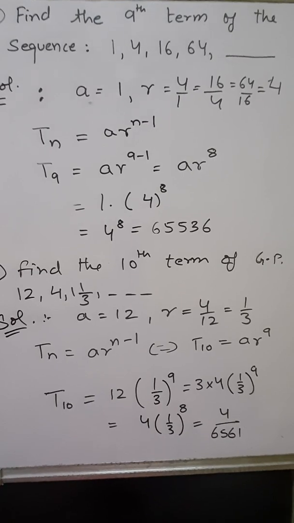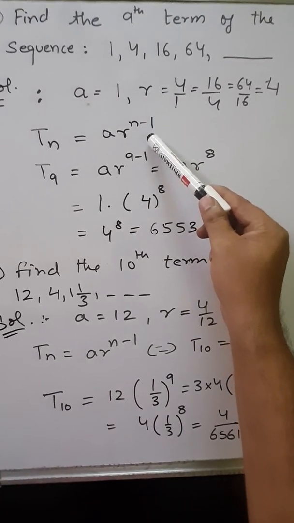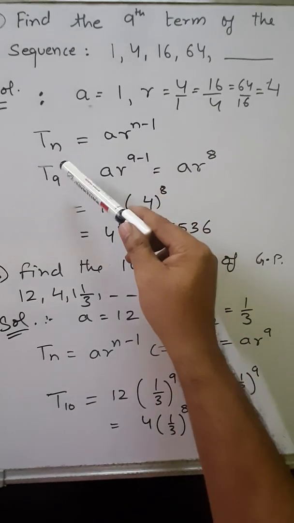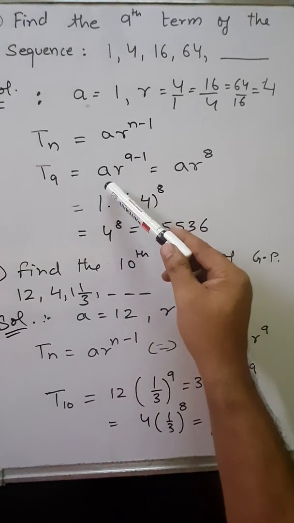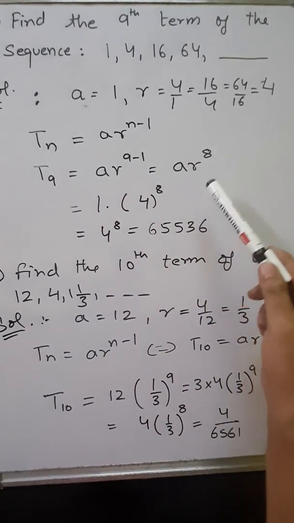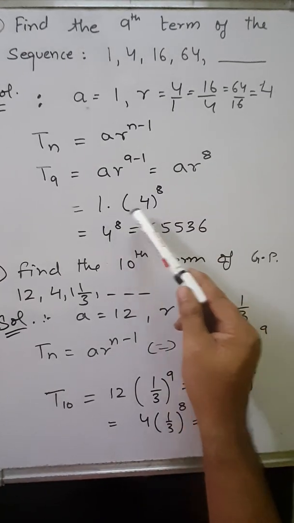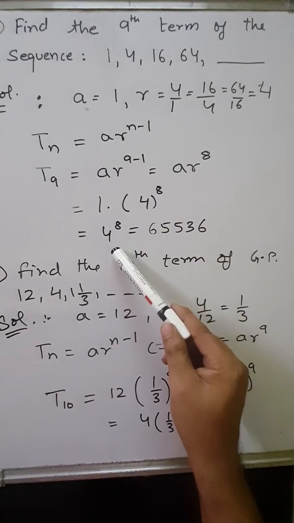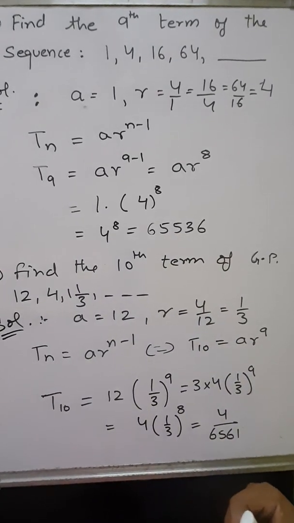Now if we see the nth term formula of the geometric progression, which is Tn equals ar to the power n minus 1, when we put n equals 9, because we have to calculate the ninth term value, the formula will be ar to the power 9 minus 1, that is ar to the power 8. Now when we substitute the value of a and r here, what will we get? A is 1 and r is 4, 4 to the power 8, which has the value 65536.